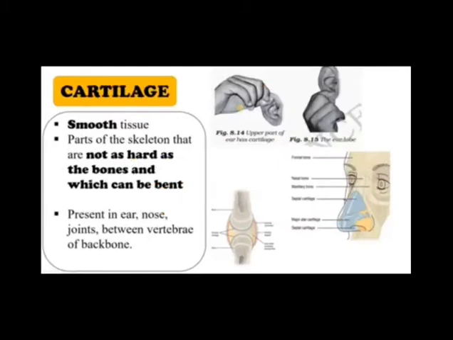Now the next topic is the cartilage. We have already done this in the first part of this video. So what is the cartilage? Cartilage is a smooth tissue, a rubbery tissue, which acts like a soft cushion so that the bones do not rub against each other. It protects our bones.